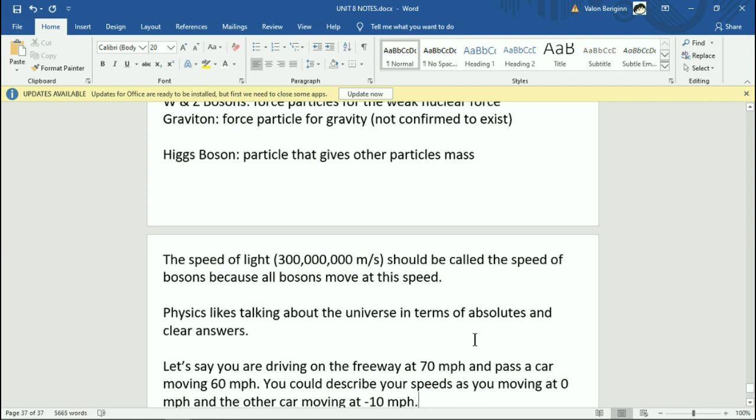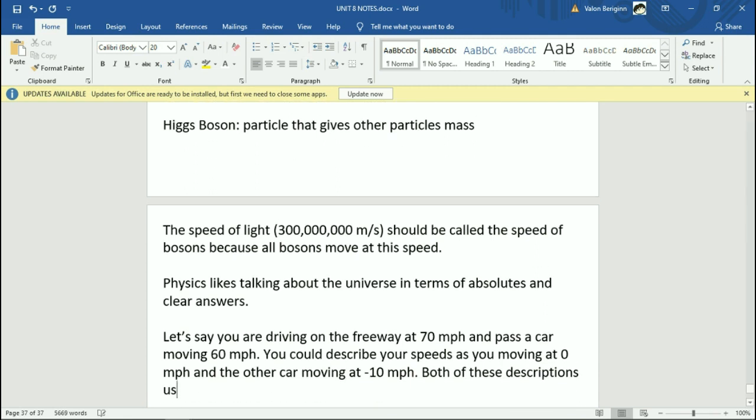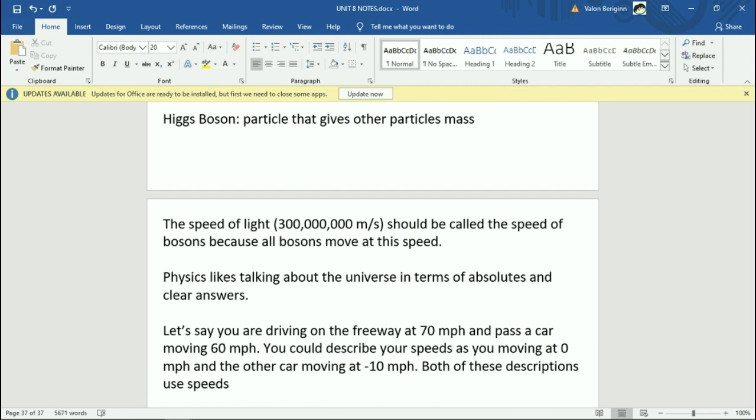Okay, so those are fine. The key is that both of these descriptions use speeds compared to different reference frames. In the first example, the reference frame is the road. You are traveling 70 miles per hour compared to the road. The other car is moving 60 miles per hour compared to the road.